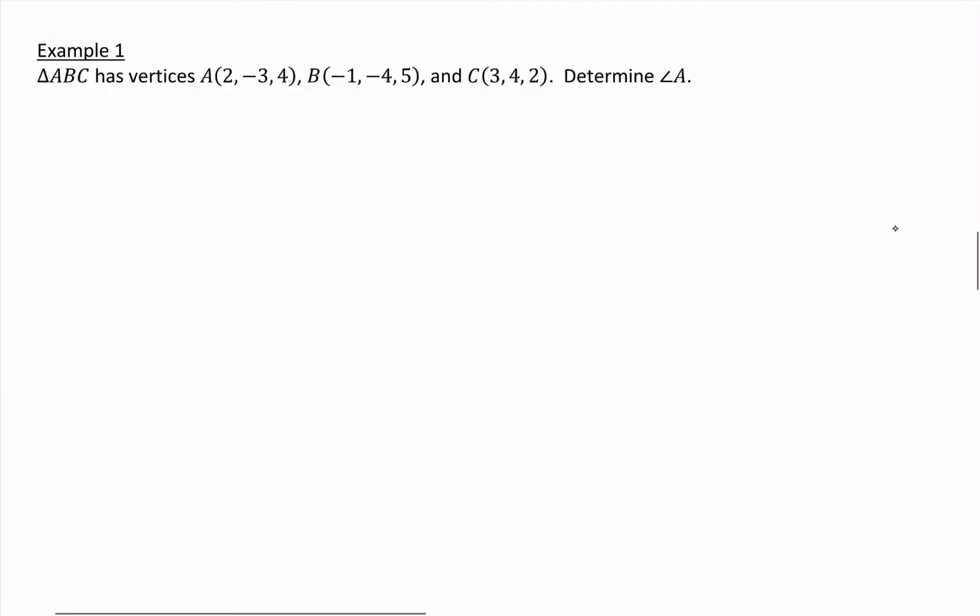So example 1. Triangle ABC has the following three vertices in 3-space: (-2, -3, 4), (-1, -4, 5), and (3, 4, 2). We'd like to determine angle A. So let's quickly draw a picture. Again, it's not accurate, but it just gives us a visual. So we have A, B, and C, and I want to know angle A.